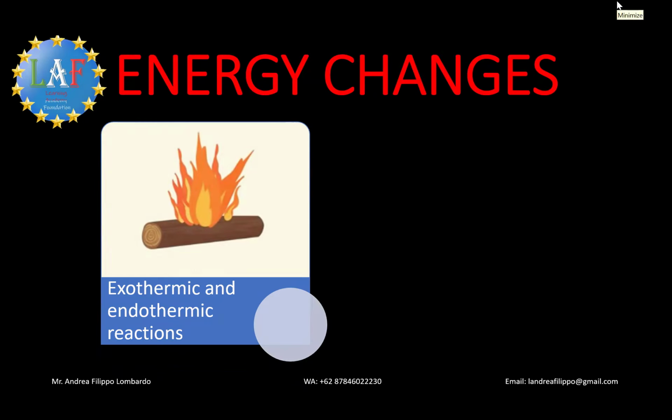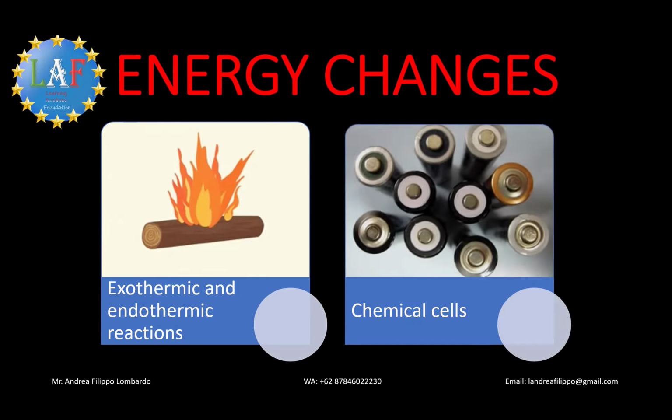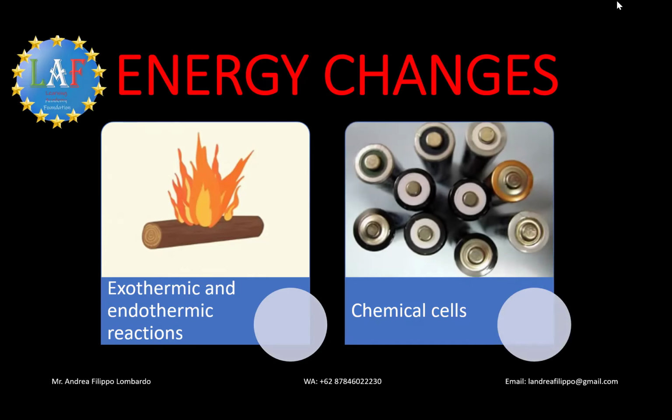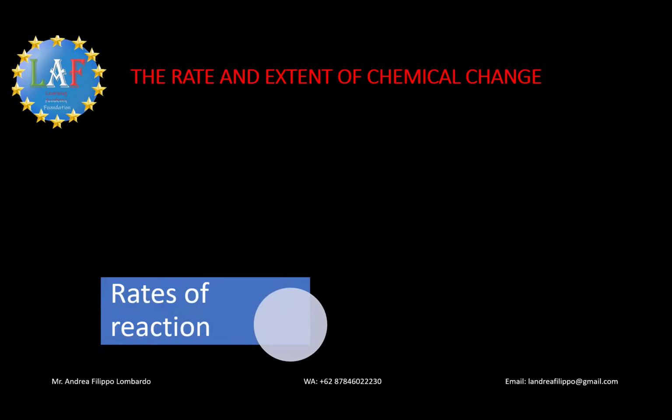Exothermic reactions transfer energy to the surroundings and the temperature of the surroundings increases. Endothermic reactions take in energy and the temperature of the surroundings decreases. A chemical cell produces a voltage until one of the reactants is used up. In a hydrogen-oxygen fuel cell, hydrogen and oxygen are used to produce a voltage, and water is the only product. The next section will be about the rate and extent of chemical change.